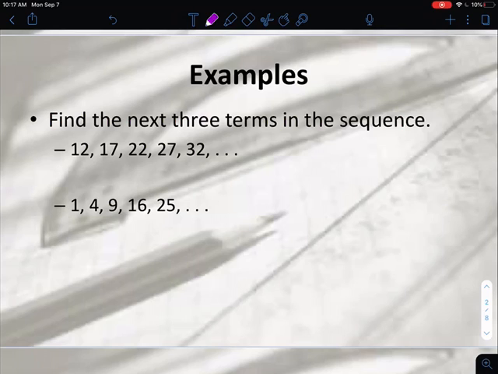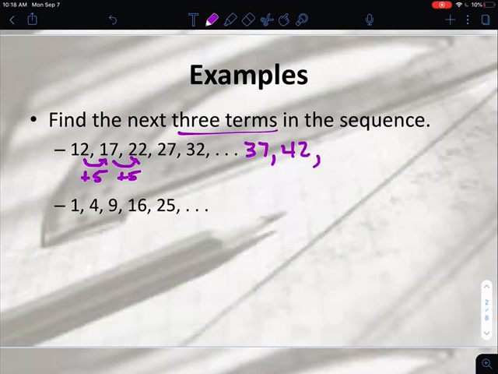So for instance, you might get a couple of sequences like you see here. The first one is 12, 17, 22, 27, 32. As we look at those numbers, we look for a pattern. And what you might notice is that each time we go to the next term, we're simply adding 5. So every time we go to the next term, we add 5. If I want to find the next 3 terms in the sequence, I'm going to add 5 to 32.